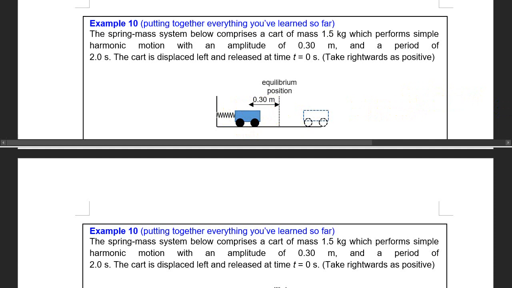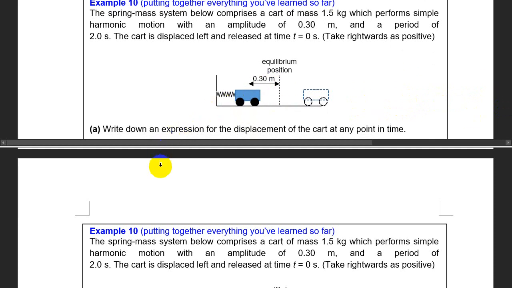Okay, the question is part A, write down an expression. Okay, expression means a formula in terms of some variables. So it's not a number. It's some formula, a formula for the displacement of the cart. The displacement is x. So they ask us to write down a formula for x. But this question is a bit vague because we know that there are many formulas for displacement of the cart. Which formula are they looking for?